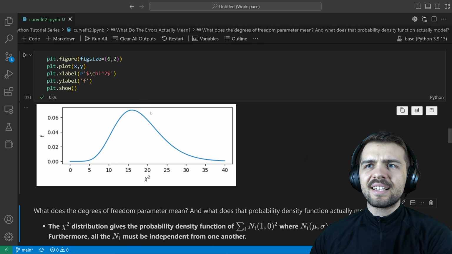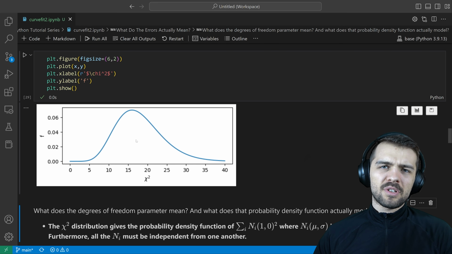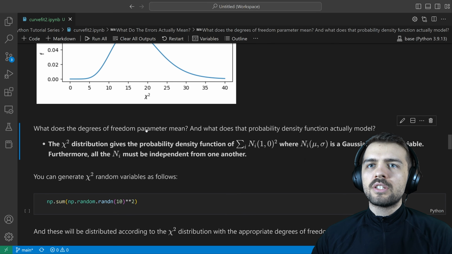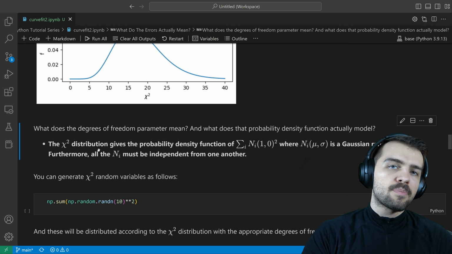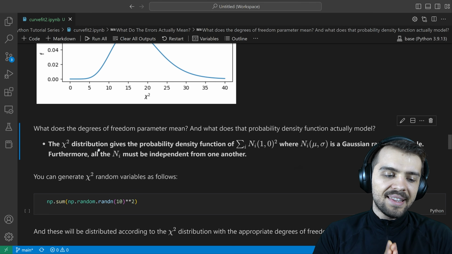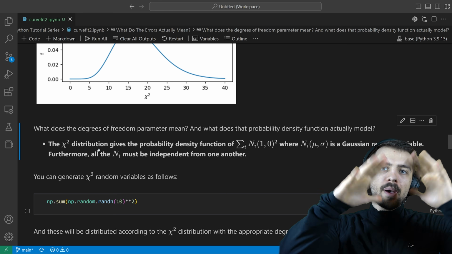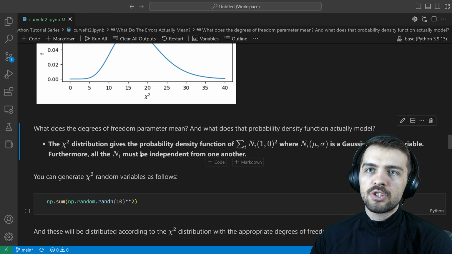So the question is, what exactly is this probability density function? What does the degrees of freedom mean? Of course, why does it have the name degrees of freedom? Why not just call it n? Well, let's talk about that. So the chi-squared distribution is derived from other probability distributions. And the simplest probability density function is the normal function, the bell curve, right? A normalized bell curve gives a really nice probability density function.